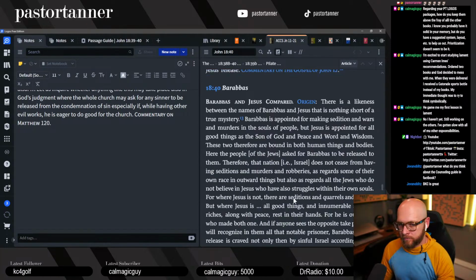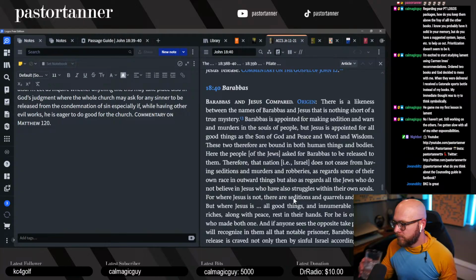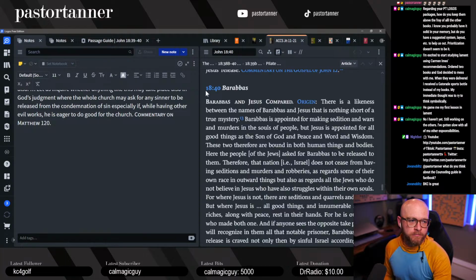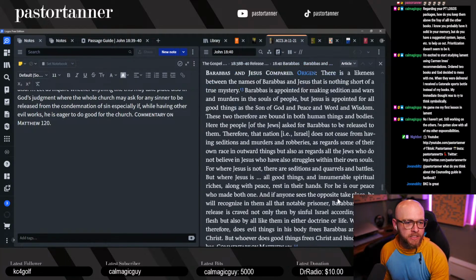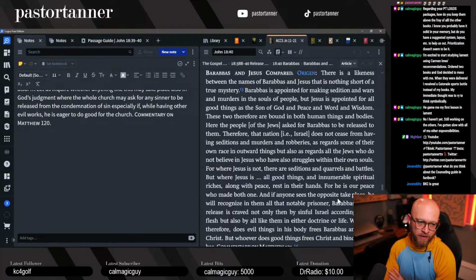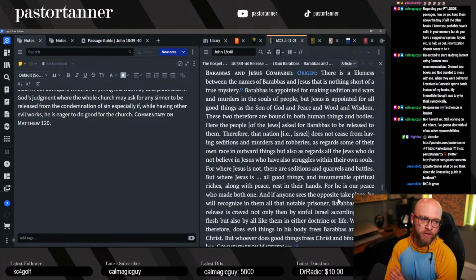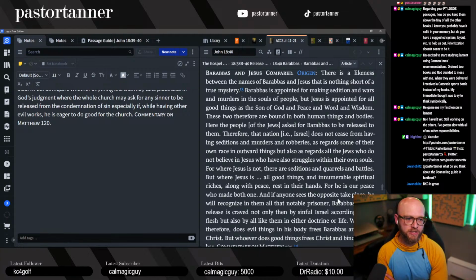Barabbas. Barabbas and Jesus compared. Ooh, Origen might have hot fire for us here. There's a likeness between the names of Barabbas and Jesus that is nothing short of a true mystery. Barabbas is appointed for making sedition and wars and murders in the souls of people, but Jesus is appointed for all good things as the Son of God and peace and word and wisdom.